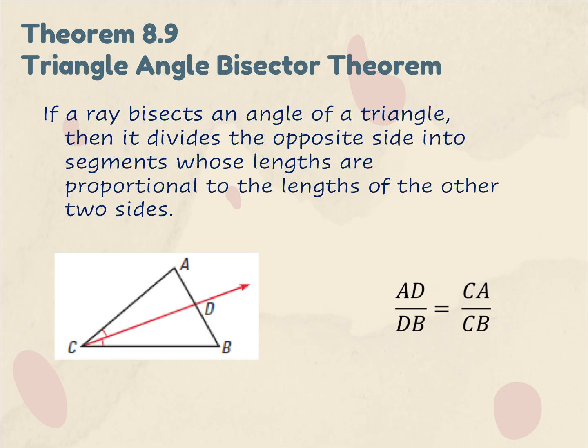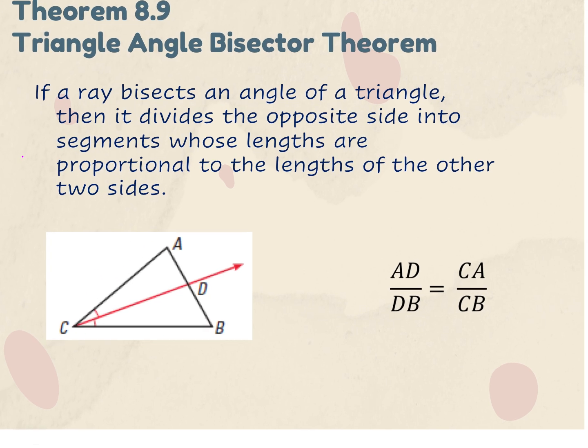All right, triangle angle bisector theorem. If a ray bisects an angle of a triangle, then it divides the opposite side into segments whose lengths are proportional to the length of the other two sides. So again, a couple ways you can write this. Here's the first way that's given to you. I have AD over DB, so I guess we can call those the corresponding sides, equals CA over CB. That's one way to write it.